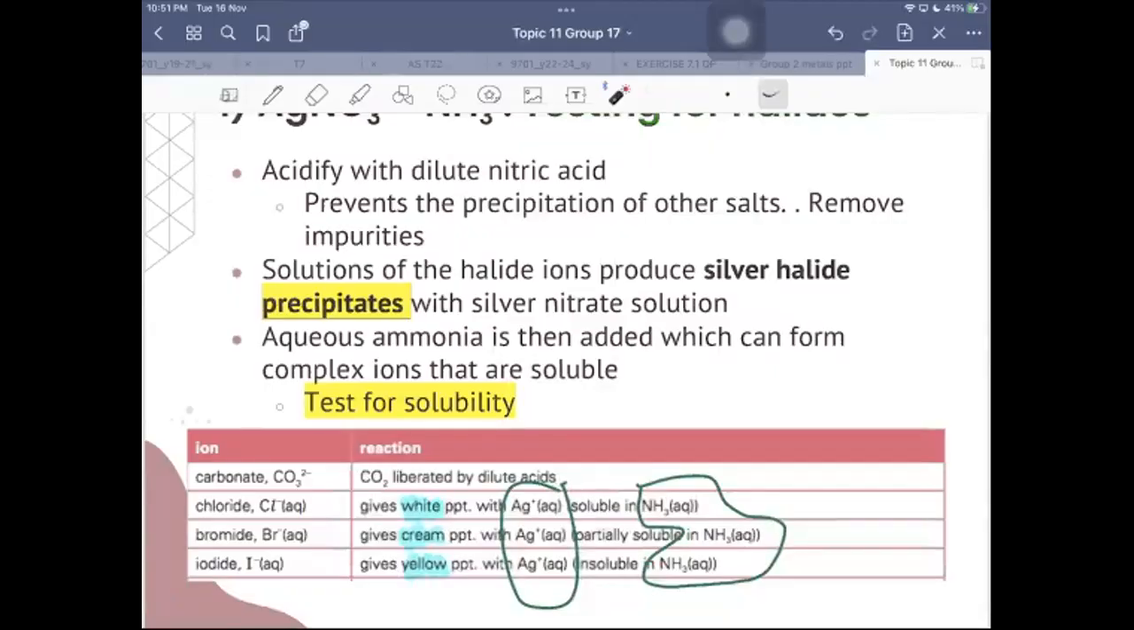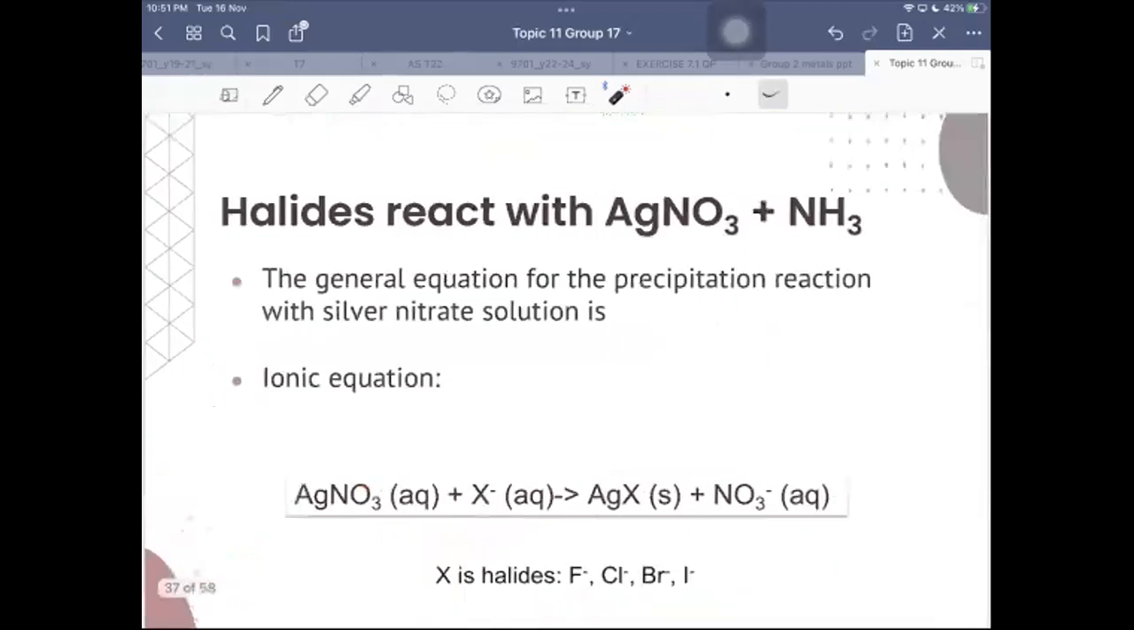So please understand why we add silver ions, and also please understand why we add ammonia. Silver ions, whether it's silver chloride or silver nitrate, are to form a precipitate. And it's nice when you form a precipitate because it is something that you can observe. And the addition of ammonia is to check for the solubility.